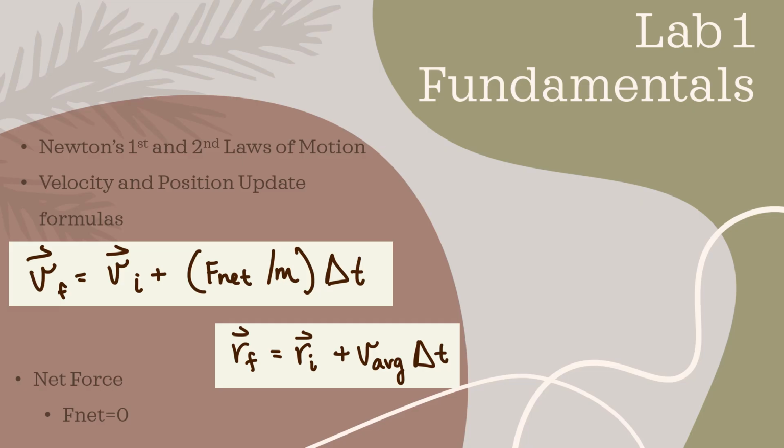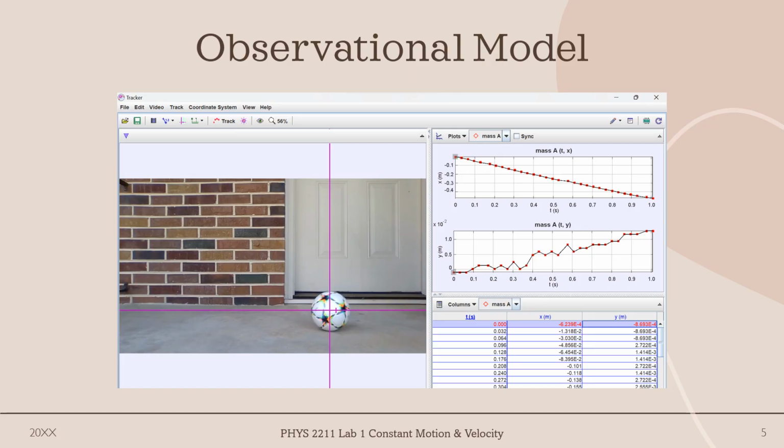Before I begin, there are concepts we must understand. Newton's first law of motion states that an object at rest will remain at rest unless a net force acts on it, and the same goes for an object in motion remaining in motion unless a net force acts upon it. Newton's second law of motion states that force equals mass times acceleration. We need these laws for the velocity and position update formulas on the screen. Another note to keep in mind is that I consider there to be no friction or resistance on the ball, so our net force is equal to 0. If the net force is 0, I can state that the ball is in constant motion.